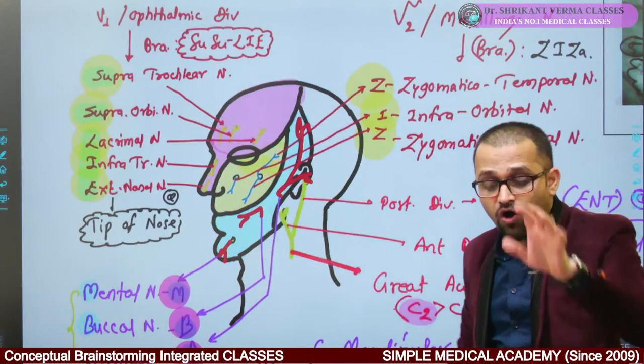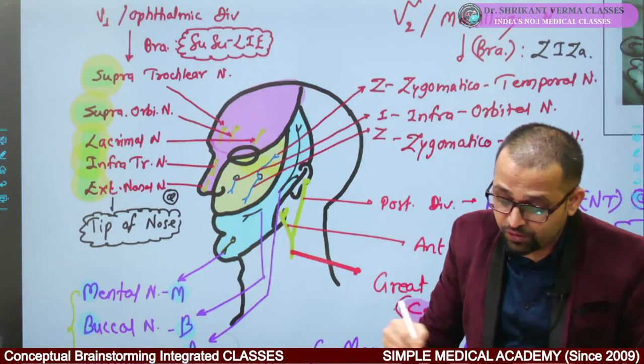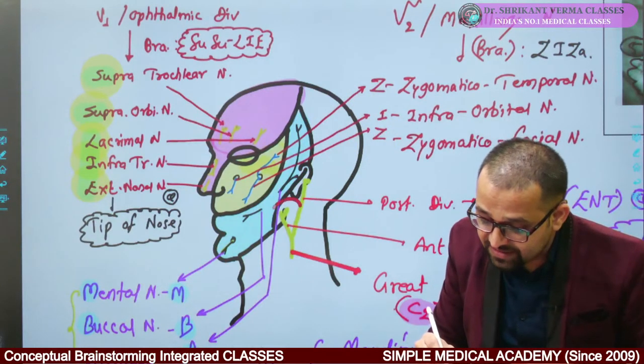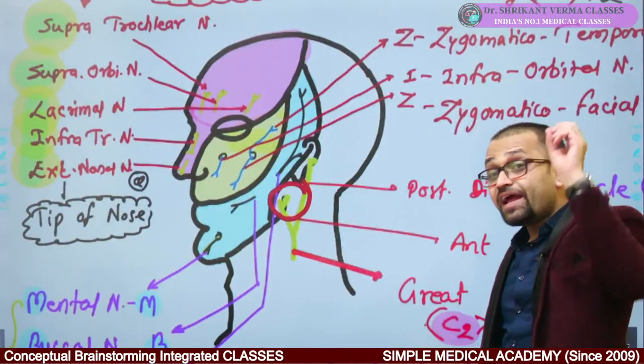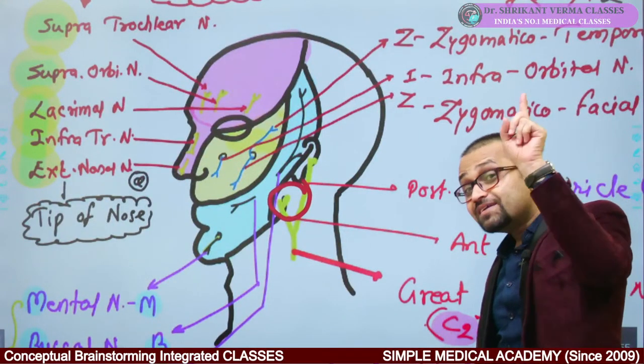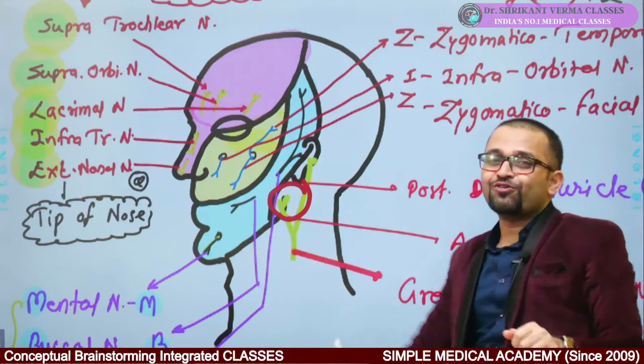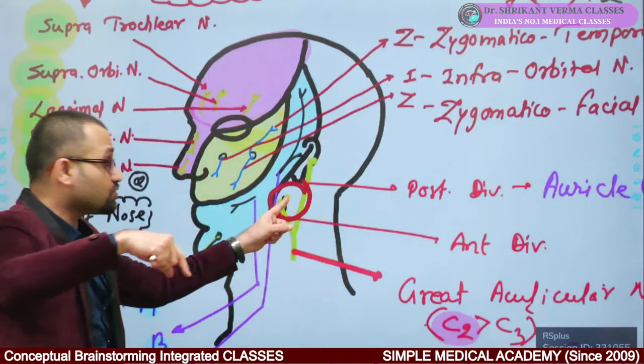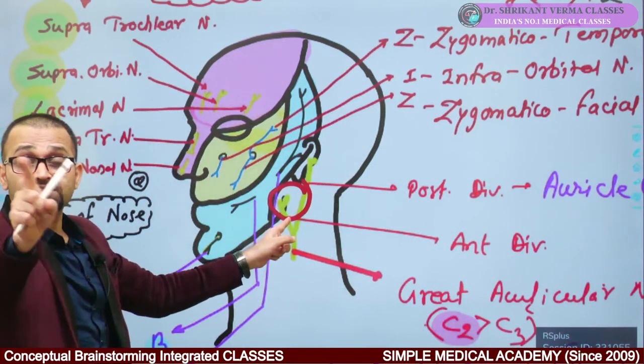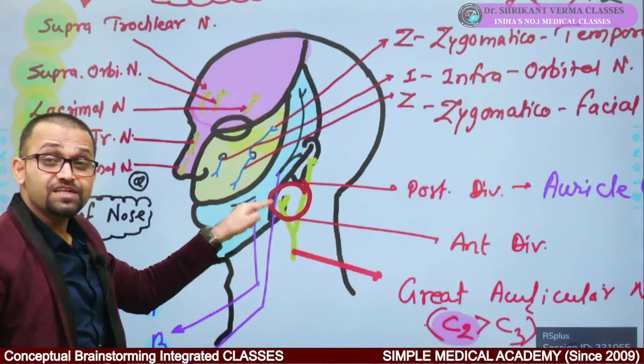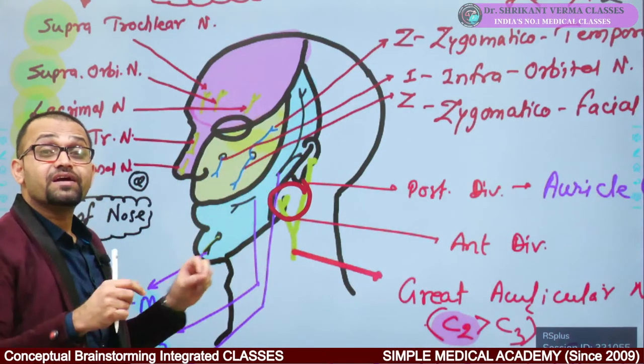Su, Li, Z, I, Z, MBA. So these all are the nerve supply of the face. But the question they will ask is about this angle of the mandible. Entire face is supplied by the trigeminal nerve, except, and where there is an exception, there is the question. This is the question. Yes, this area is not supplied by the trigeminal nerve. This is the exception. It is supplied by the nerve of the auricle, great auricular nerve.